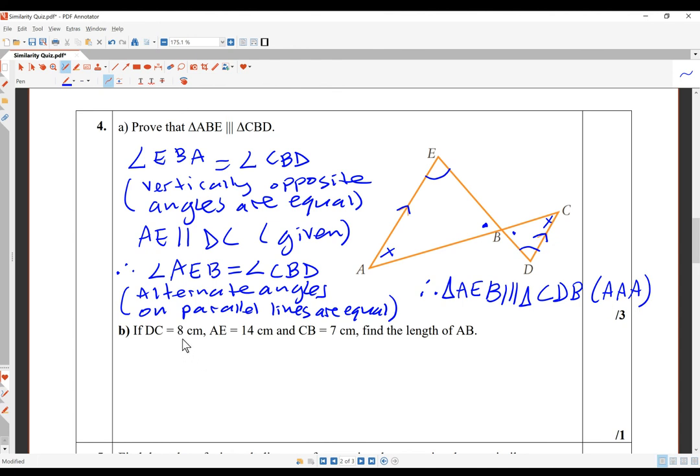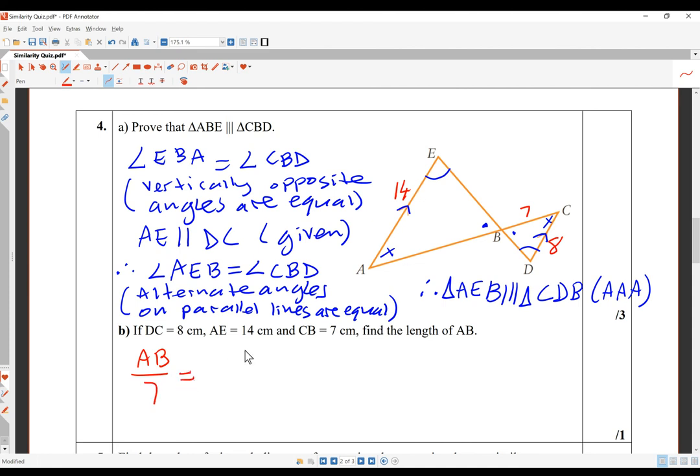Now, for the next part of the question, we've got to find a length. So let's just mark some of those on there. It says DC is 8. So that's 8 there. Then AE is 14. So that's that there. And then CB is 7. So that's that there. Okay, we've got to find AB. So let's go AB divided by now the matching side. So let's have a look at AB. AB has a cross and a dot sitting on that side there. So we need the dot and the cross on the other smaller triangle, which is 7. So it's AB divided by 7.